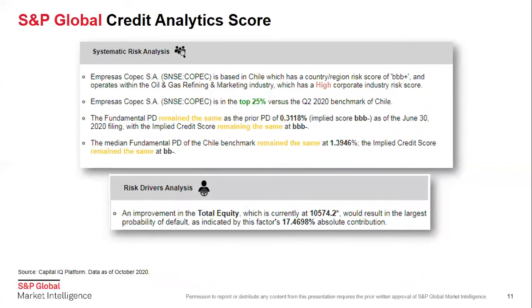Here we see that we're taking a look at Empresas Copec, which is a Chilean company. We will, in red and in green, for positive and negative portions of the risk assessment, give you information on that entity and go through the risk driver analysis to tell you where you would be able to more effectively impact an increase or decrease in that standalone score.